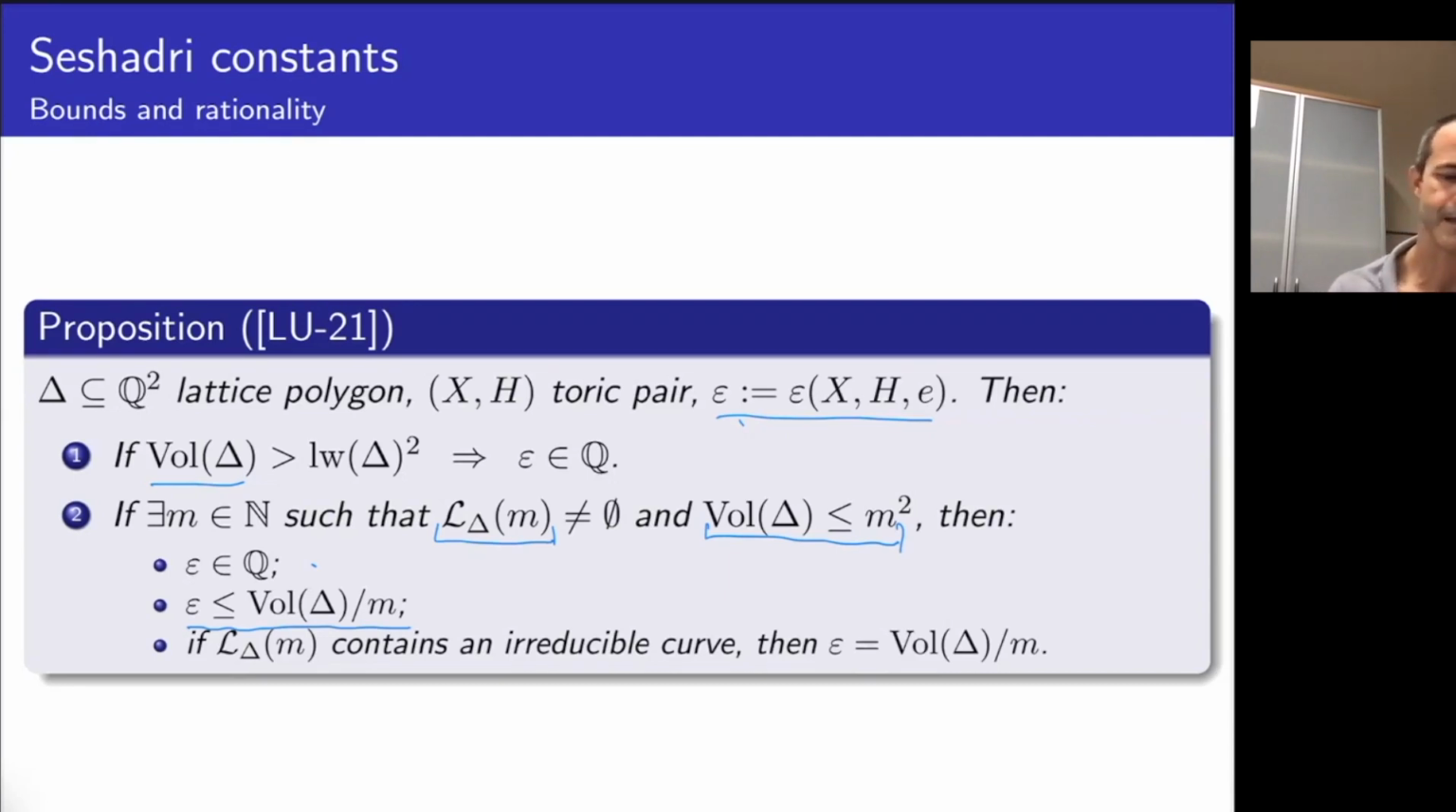In most cases, this M is equal to the width. So if the volume is strictly smaller than the square of the width, then we have a better bound with respect to the width. Finally, if we can show that there exists an irreducible curve inside this linear system, then we can compute the value of the Seshadri constant, which is the volume of delta divided by M.